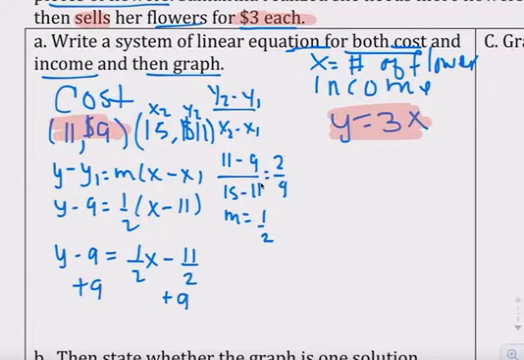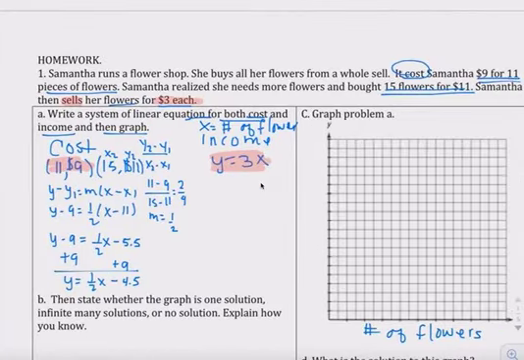Add 9. Let's make this a decimal. So divide 11 by 2. You get 5.5 as a decimal. Add that together. You get y equals 1 half x minus 4.5, right? Yes. So you can graph this.